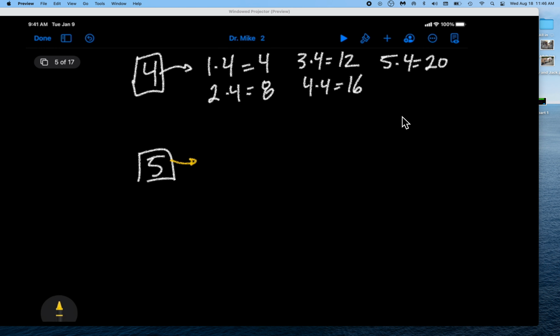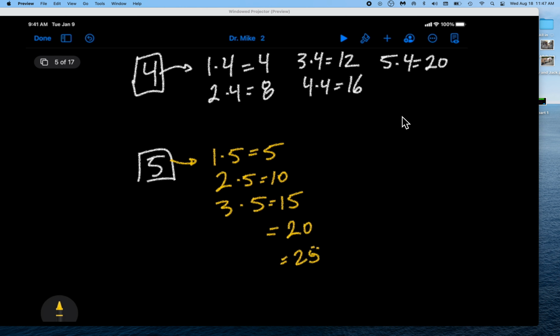Multiples of 5. 1 times 5. 2 times 5. 3 times 5. Okay, now let's count by 5: 20, 25, etc. Do they have any common multiples? Let's see. They do. 20. So 20 is the smallest common multiple.